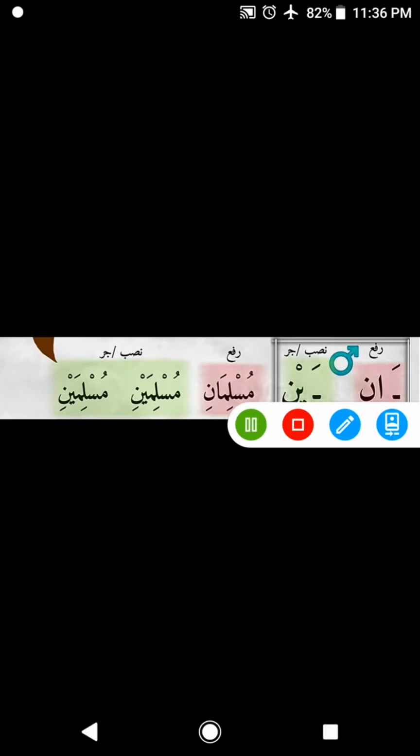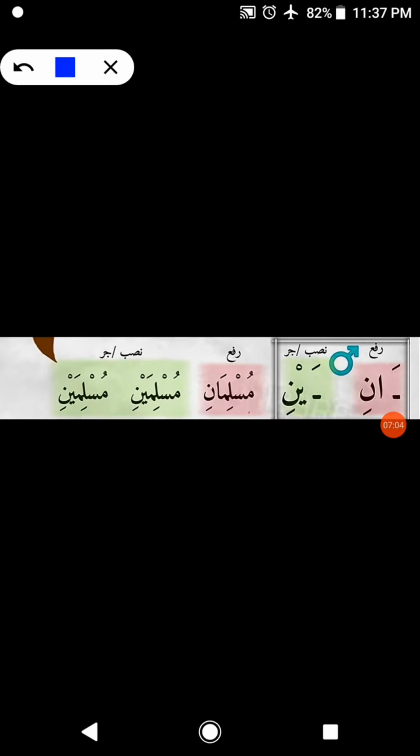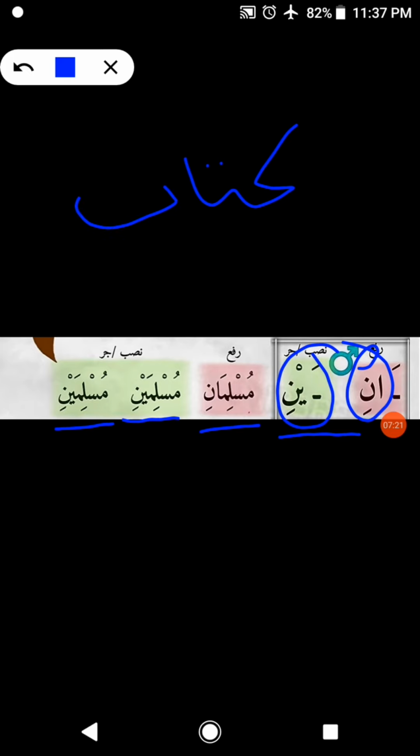So now you can appreciate what's happening here. You see the rafa and nasab and jar suffixes for musanna, ani and aini. Then you get muslimani for rafa, muslimaini for nasab, muslimaini for jar. Similarly, qalamani, qalamaini, qalamaini. If you have the word kitabun, it would be kitabun, kitaban, kitabin for wahid. Then for musanna, you would have kitabani, kitabaini, kitabaini.